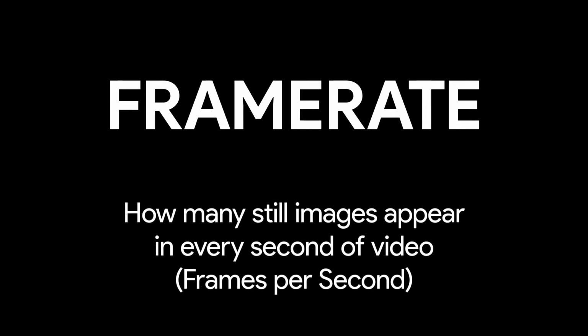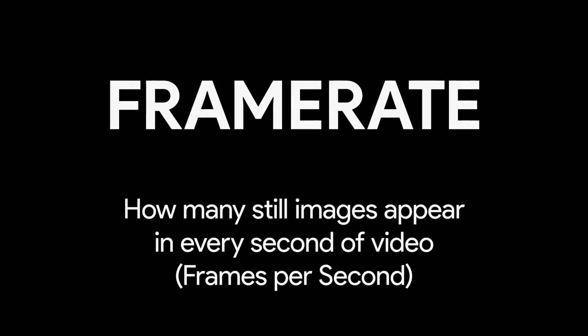So next I'm going to go over the frame rate. Put simply, video is made up of many still images that are displayed one after another. The speed at which these still images are displayed is called the frame rate. For example, 30 FPS would be 30 frames per second, or 30 still images displayed in 1 second of video.